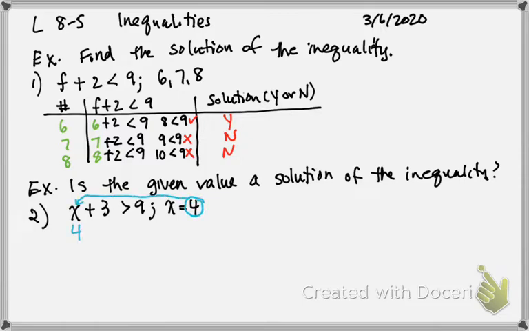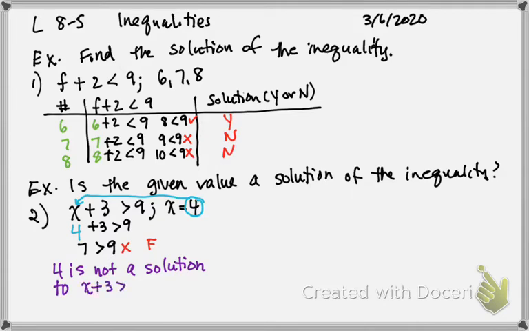So we get 4 plus 3 is greater than 9. So is 7 greater than 9? And the answer is, this is false. It's not going to be true. So we would write, 4 is not a solution. Think about it, there's an infinite number of solutions and we get one that doesn't work. 4 is not a solution to x plus 3 is greater than 9. There's my answer. We've got one last and we're done.